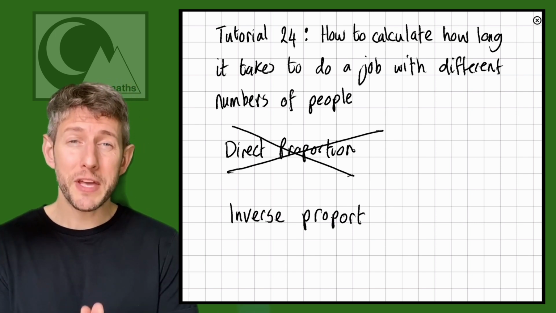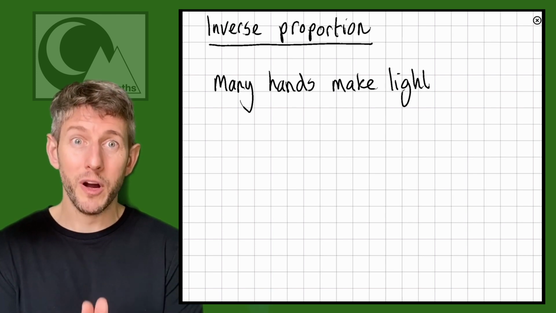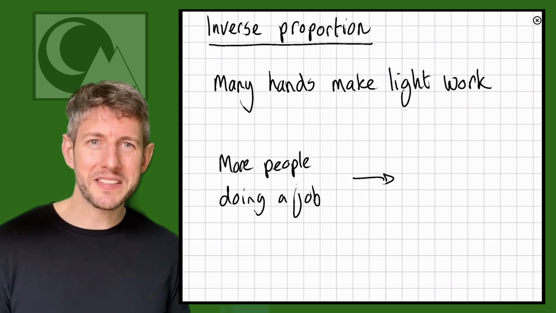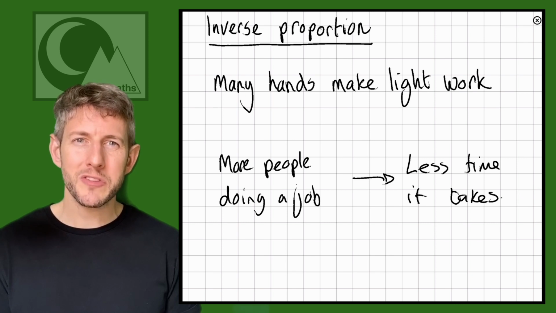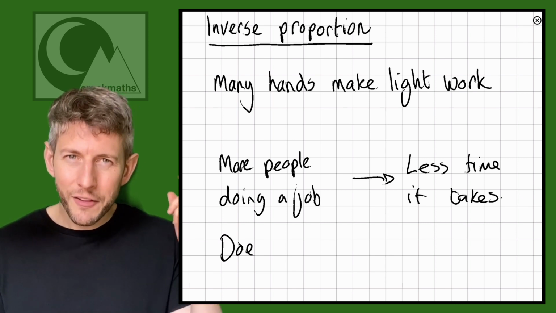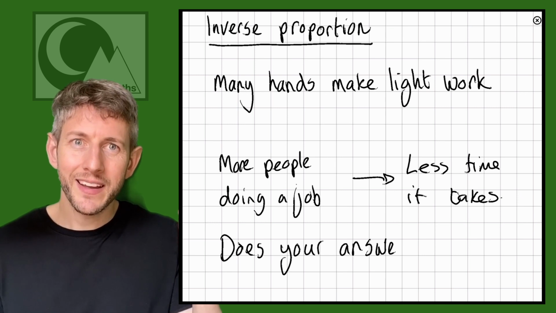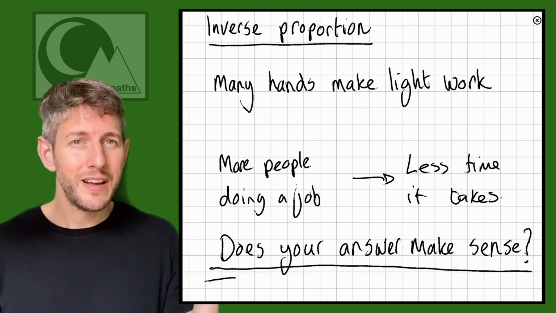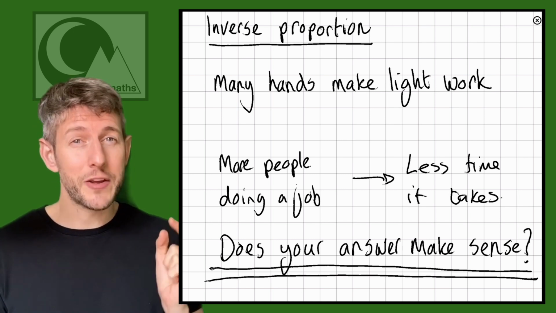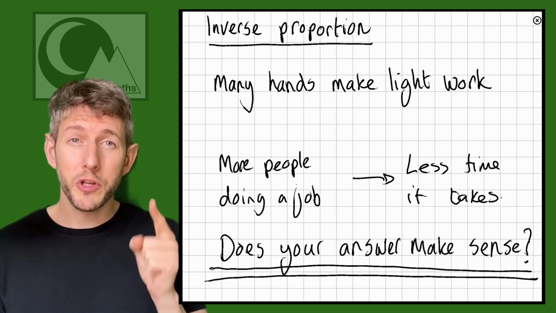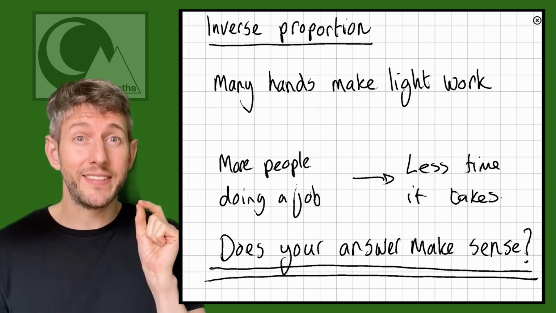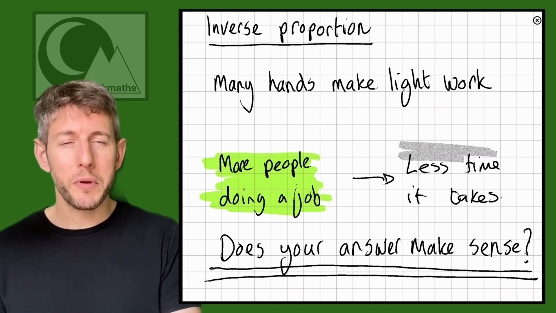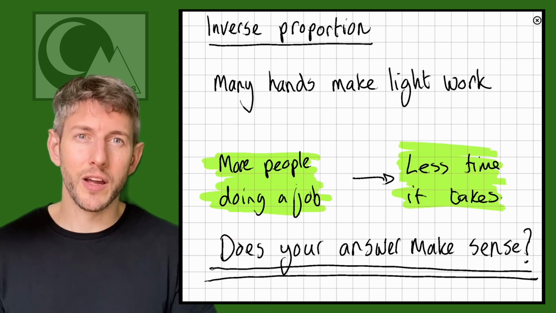So basically, if you think about the phrase, many hands make light work, what that means is the more people you have doing a job, the less time it takes. So whenever you see one of these questions, always try to think about what the question is saying and if the answer that you have makes sense. They're going to tell you a certain number of people are doing a job, they're going to tell you how long it takes, and they want you to work out how long it would take a different number of people. Now remember, more people doing a job means it's going to take less time, okay?